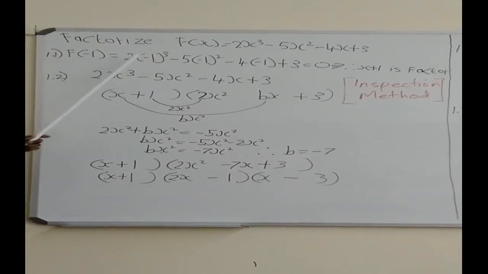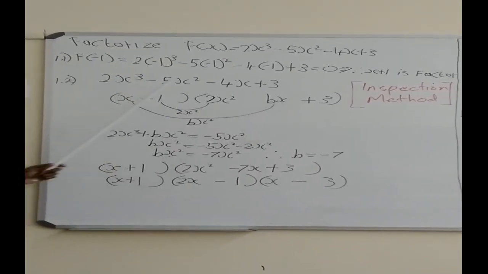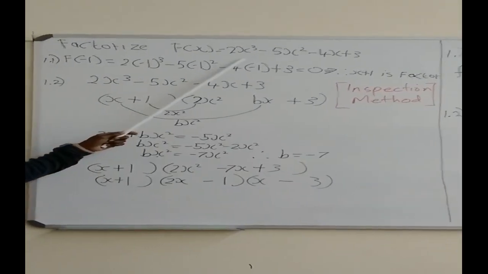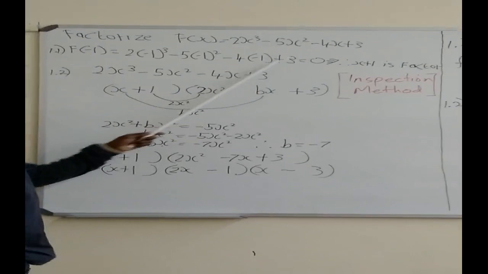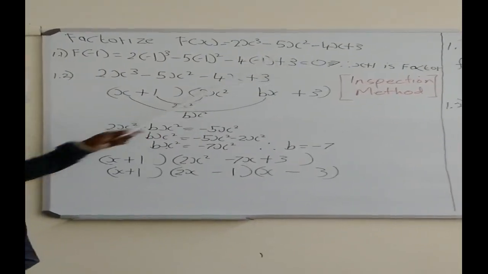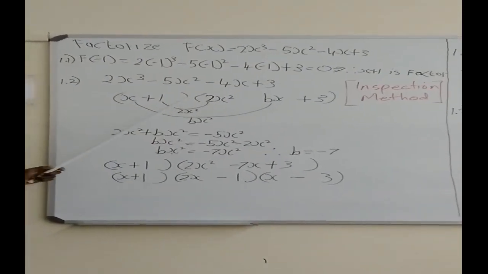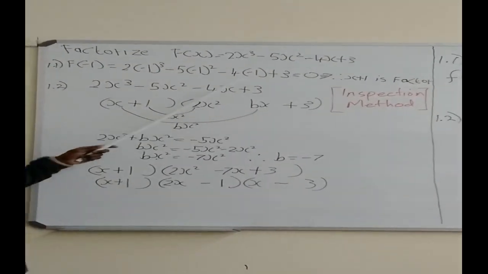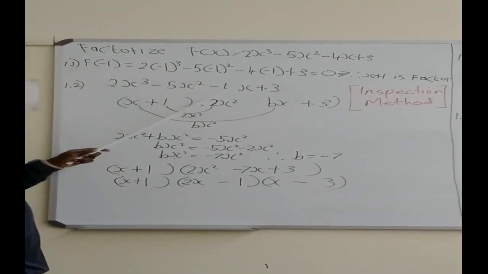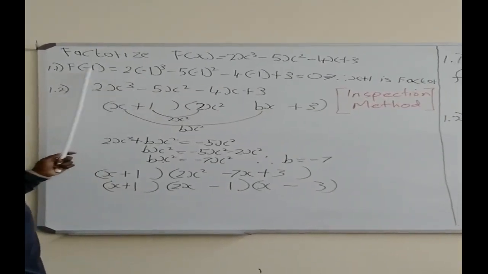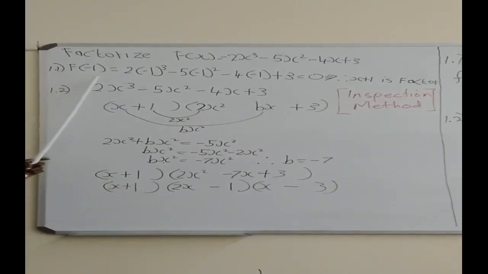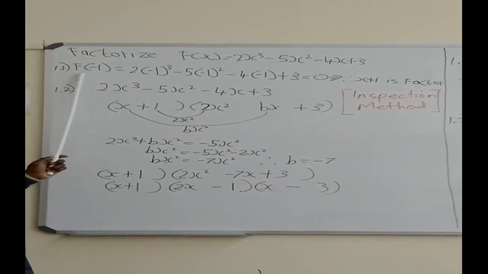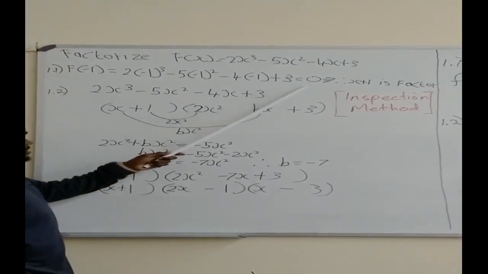I'll be factorizing using the inspection method. I'll be factorizing f of x is equal to 2x to the power of 3 minus 5x squared minus 4x plus 3. So the first thing I need is to get a factor. To get a factor, I'm going to substitute x is equal to minus 1 where there is x. So if I substitute x is equal to minus 1, I'm going to get f of minus 1 as 0.